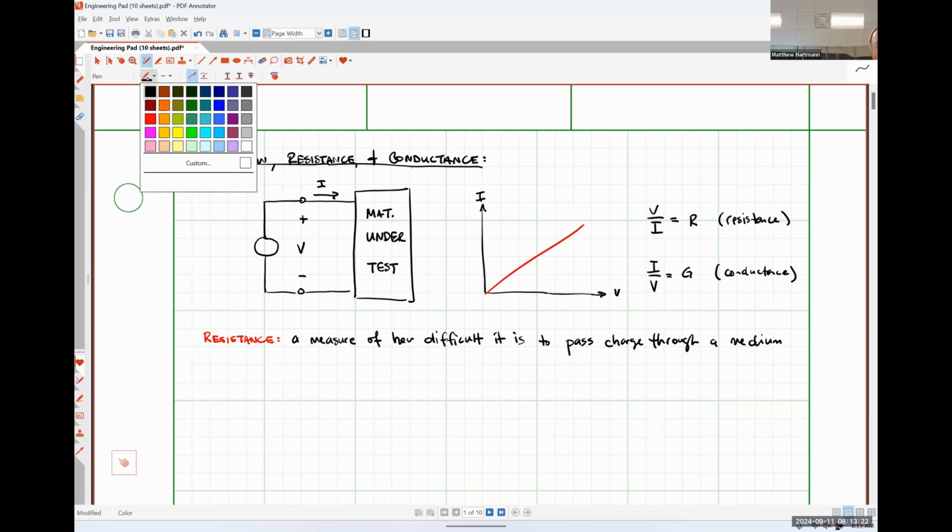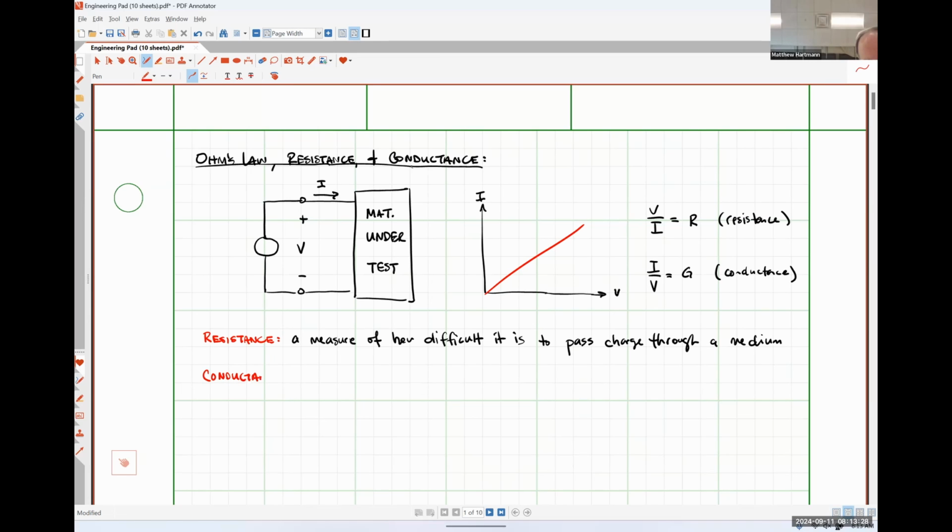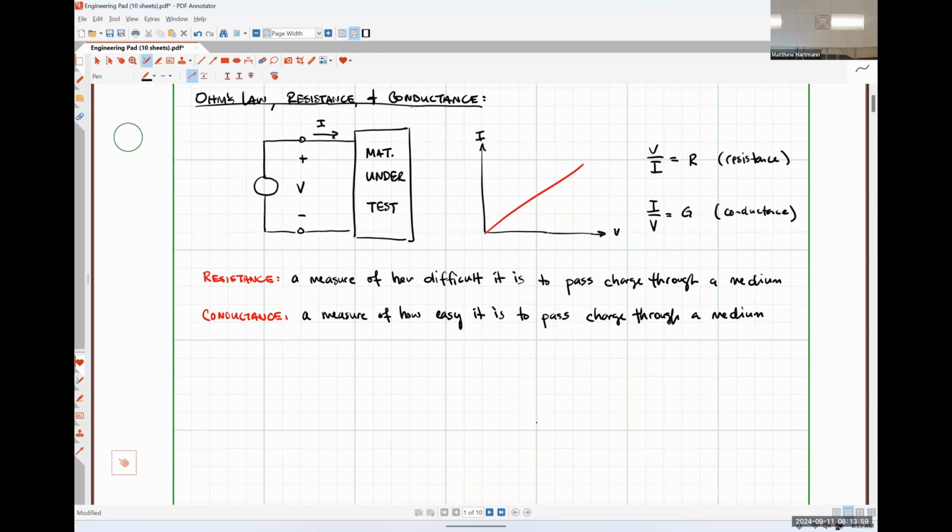And similarly, our conductance is simply a measure of how easily, or how easy it is, to pass charge through a medium. Okay. So let's look at our units here.